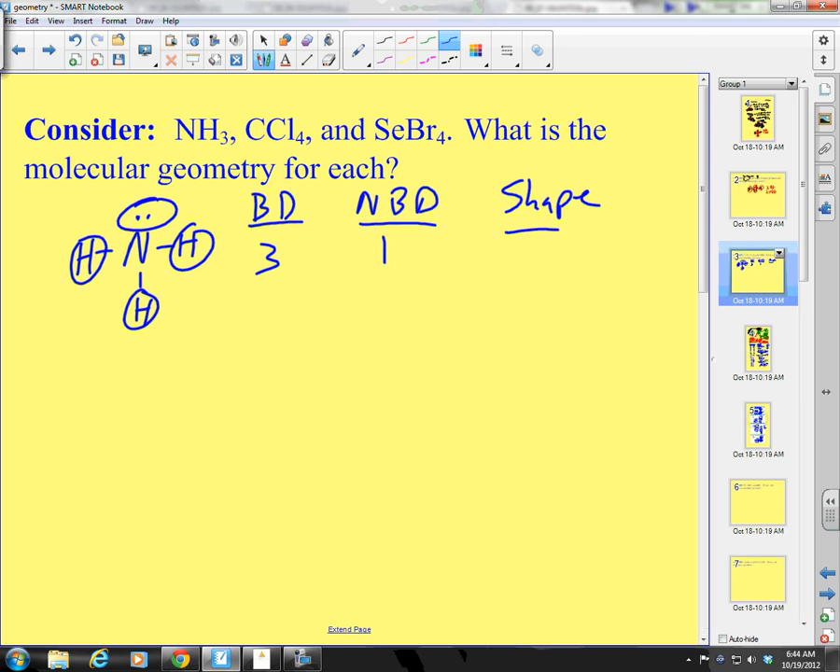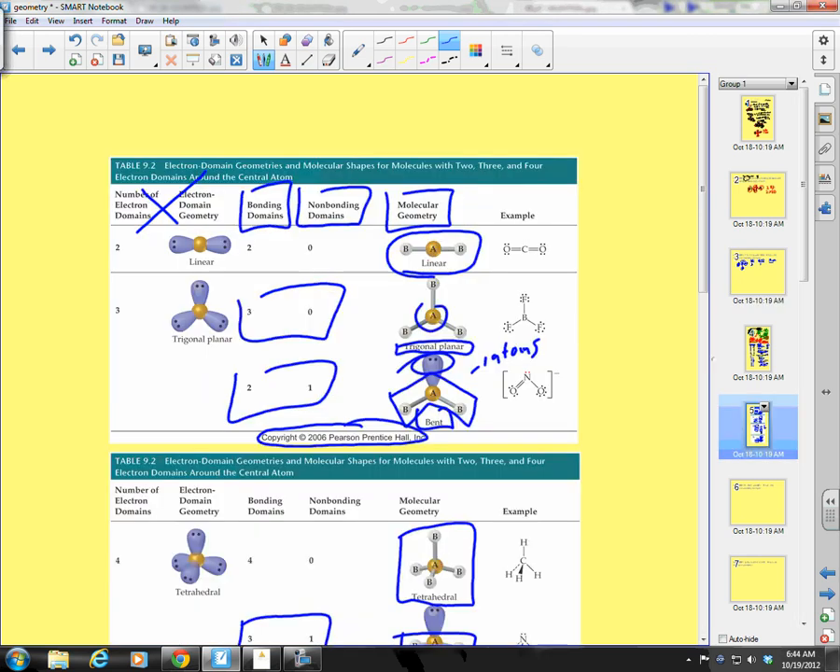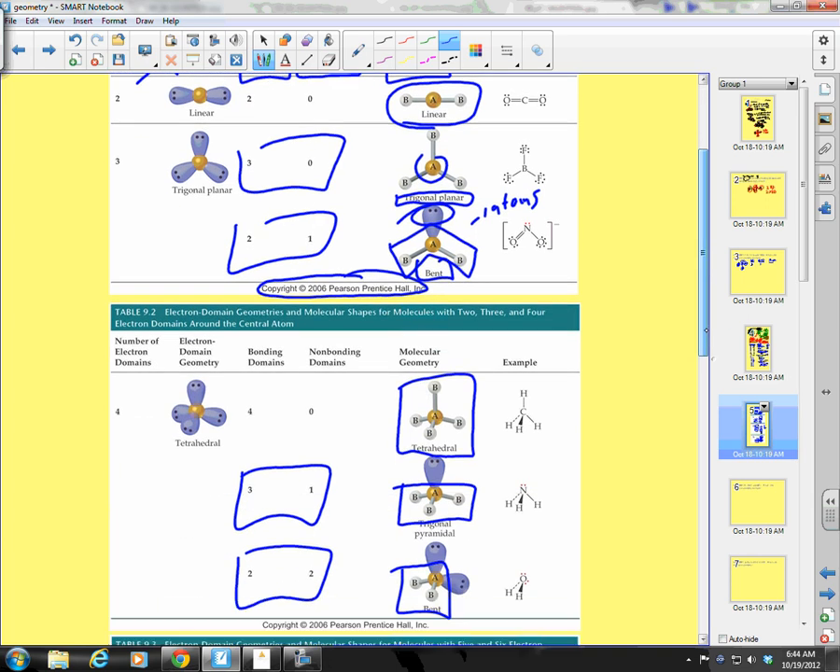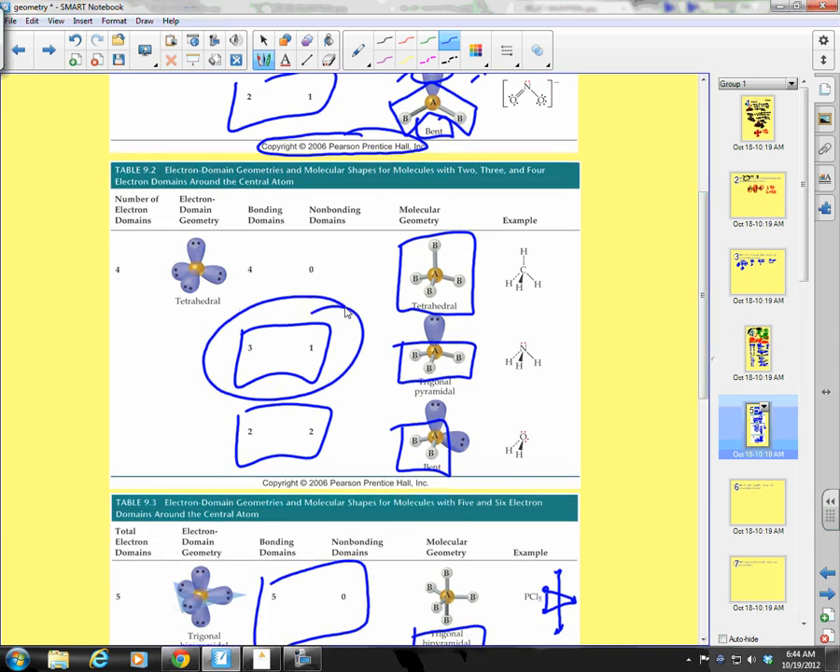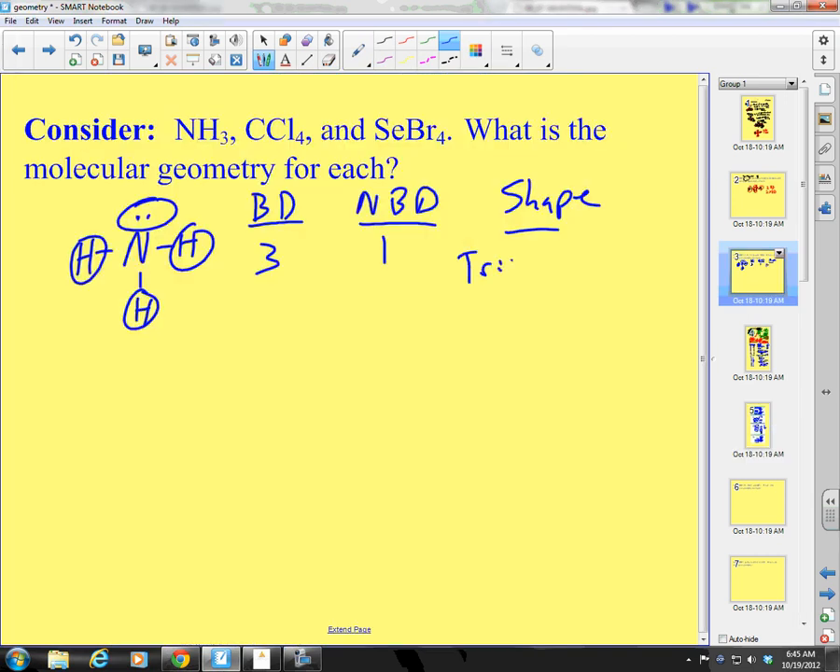What is a 3, 1? A 3, 1 is trigonal pyramidal. There we go. Trigonal pyramidal. Good. Next, carbon tetrachloride.